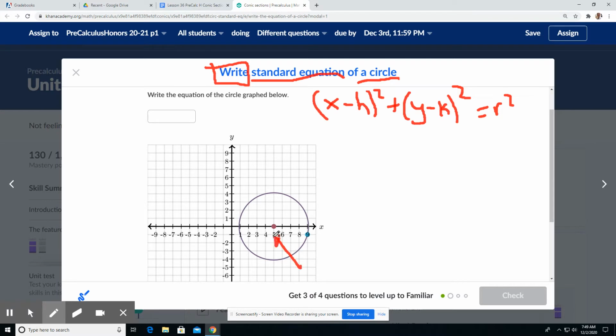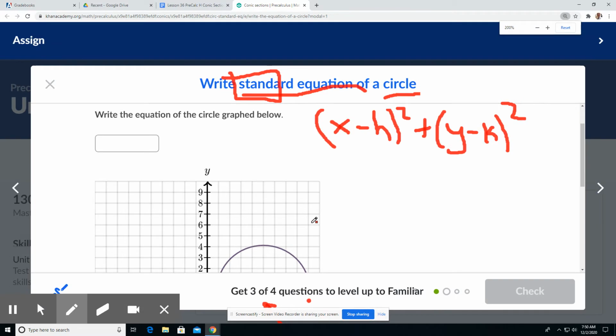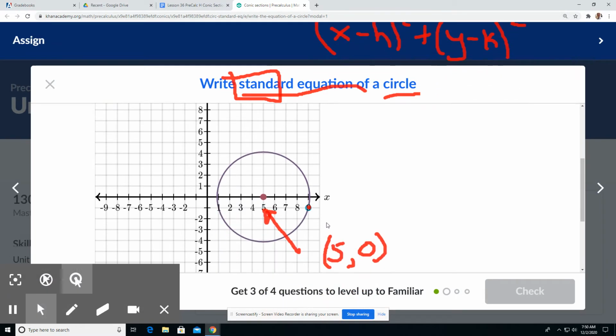We can see our center is right here. The center is x is 5, y is 0. And the radius looks like I don't see it touching any of the grid points. It looks like they're saying it's landing on that point right there. Notice, I'm going to zoom in a little bit. It does not hit exactly on the grid, which was what was worrying me.